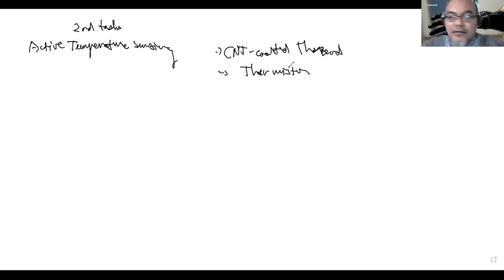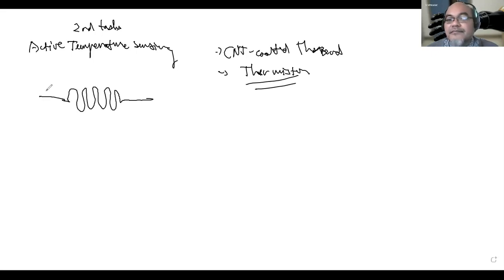This is used, for example, just to measure human body temperature by touching the thermistor. Only now we have a different way of measuring the temperature. Instead of using a passive sensor like a thermistor here, what you will have is also a kind of heating element as well.